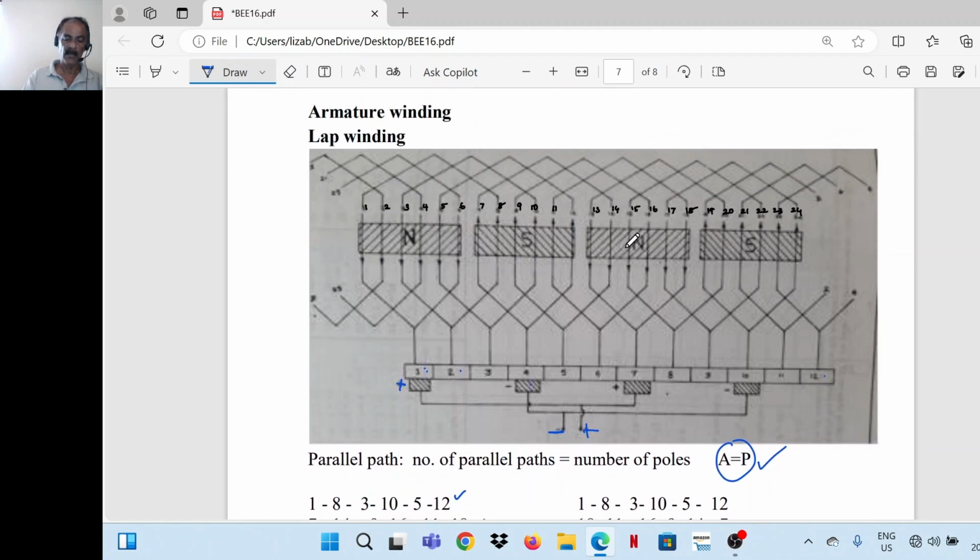So in this example, there are 24 conductors, 4 poles, and 12 commutator segments. These are commutator segments.